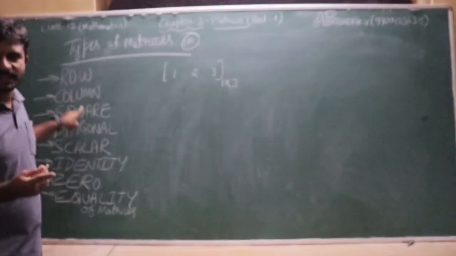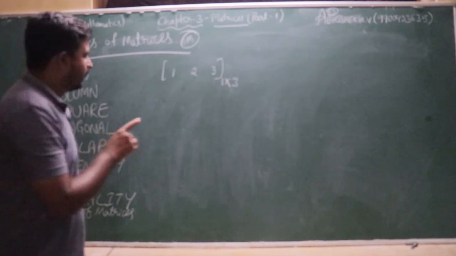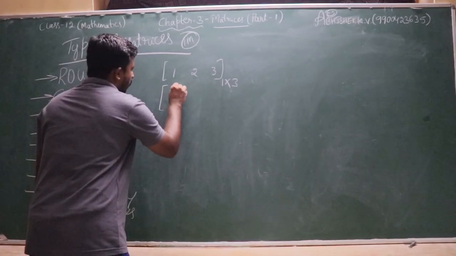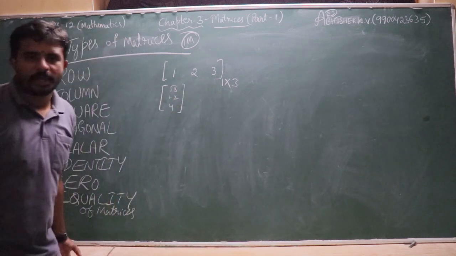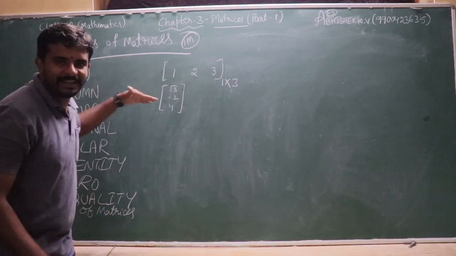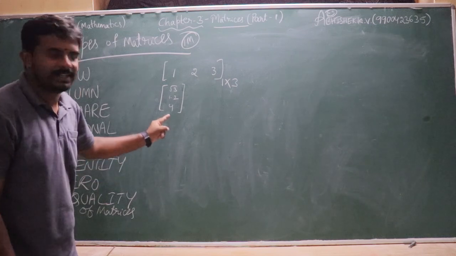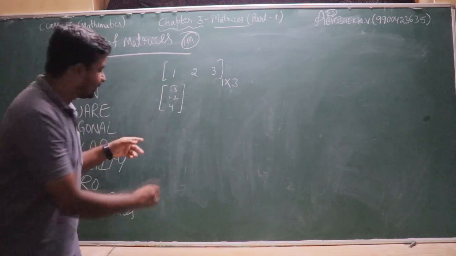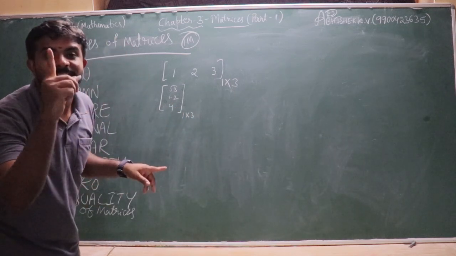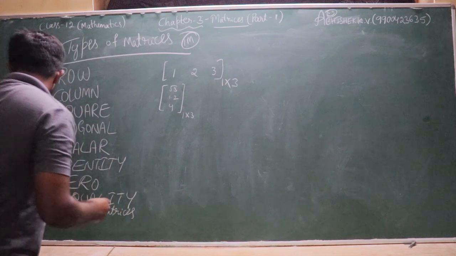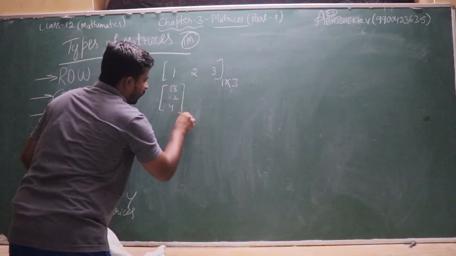Similarly, column matrix. A matrix is said to be a column matrix if it has only one column. See, if I write root 3, 1.224. The horizontal lines are called rows and the vertical line is called column. It has only one vertical line, that is only one column. What is the order of this matrix? It is not 1 cross 3 because we should write the number of rows first. What is the number of rows here? Number of rows 1, 2, 3, 3 cross 1.